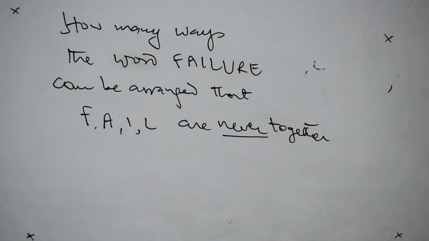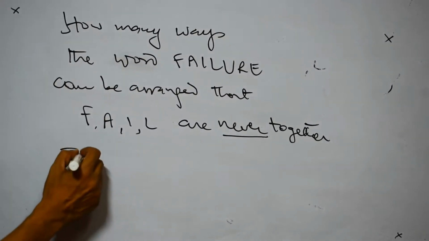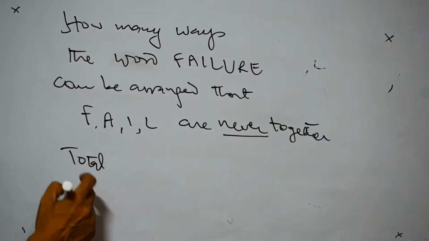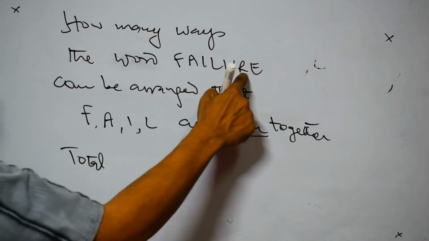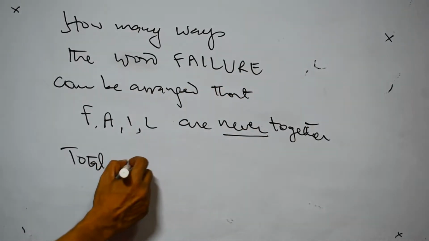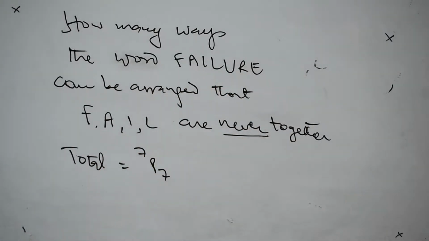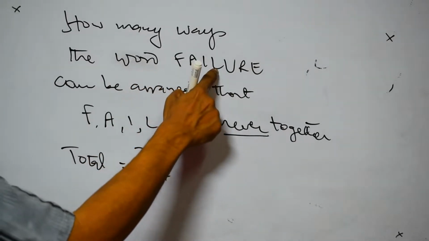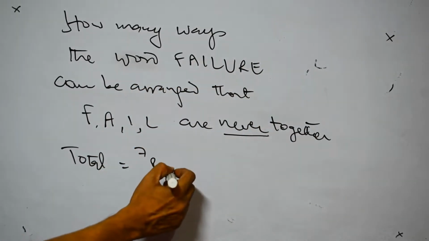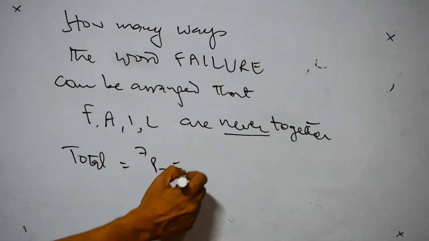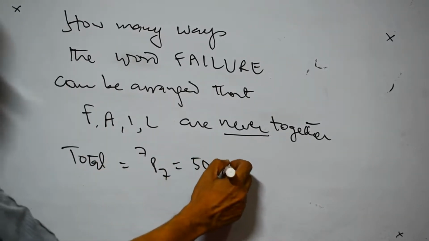This idea of never together we can do this way: total possibilities of all letters, we have a total of 7 letters. So total 7P7 ways, because if you count, you will find this 4 and this 3, 7 letters, that means the arrangement will be 7P7, which is factorial 7, that is 5040.